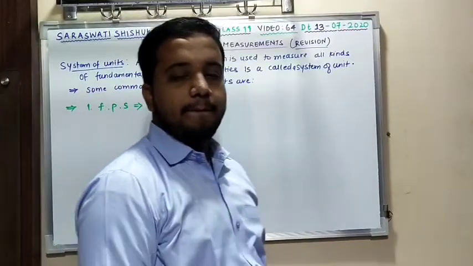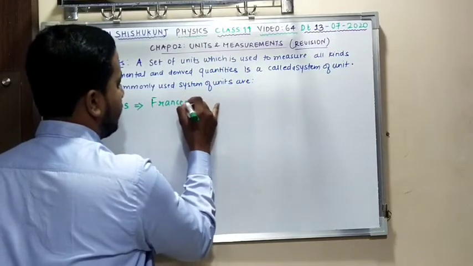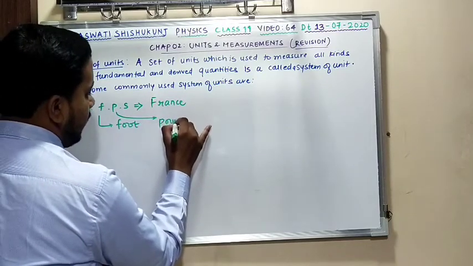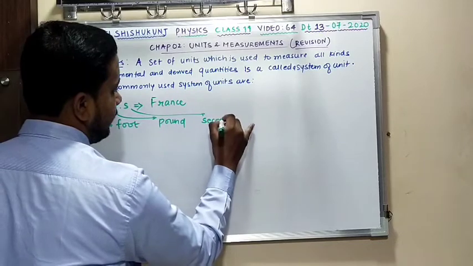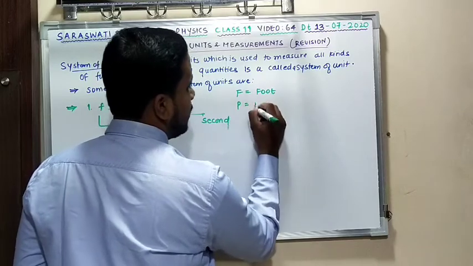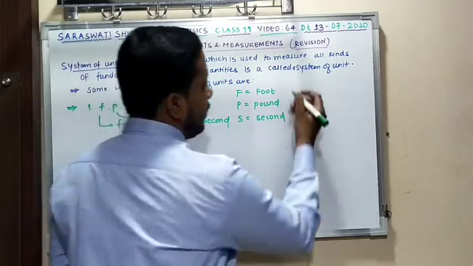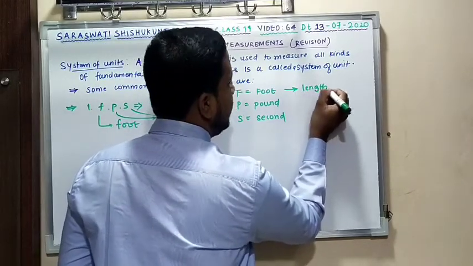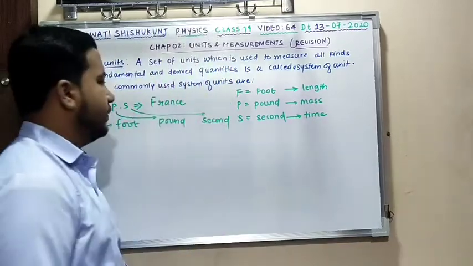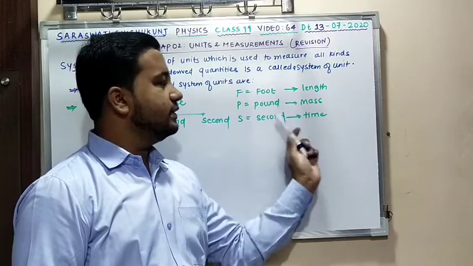It was developed in France. F stands for foot, P stands for pound, and S stands for second. Foot is considered to be the unit of length, pound the unit of mass, and second the unit of time. Foot is the basic unit of length, pound for mass, and second for time.